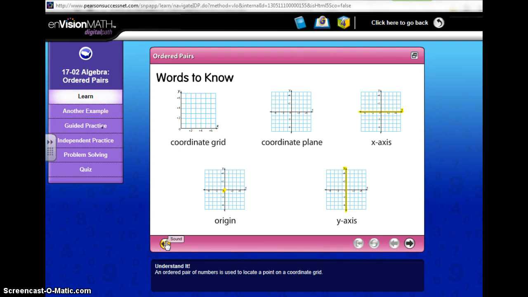Now the x-axis is the one that runs right across your grid. And the y goes up and down. Now I remember it because the y goes down. The y-axis goes down. So that's how I remember up and down.